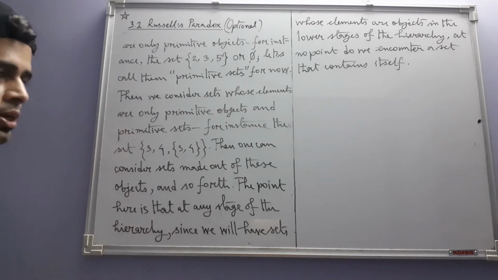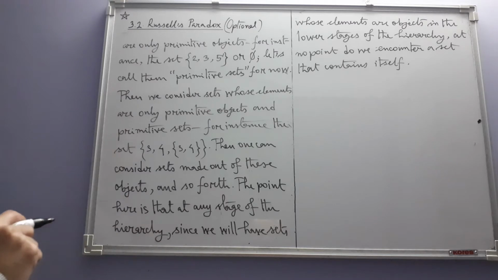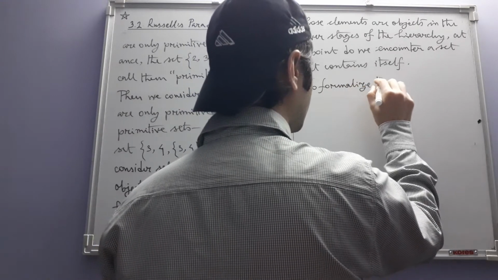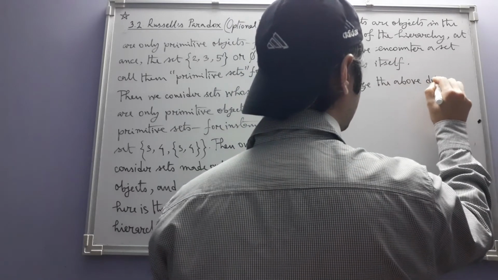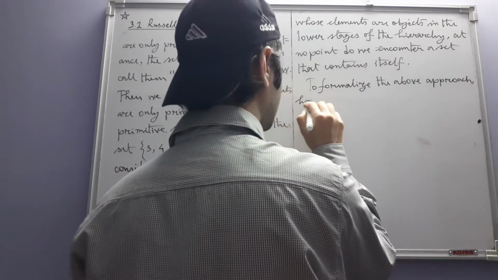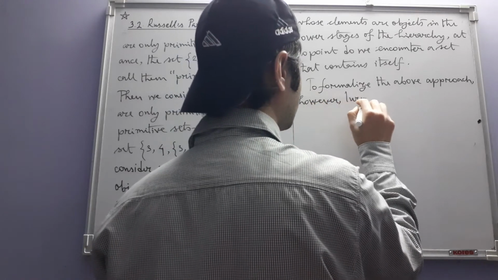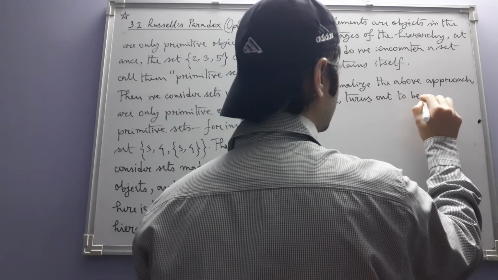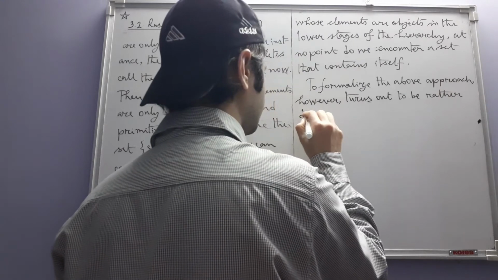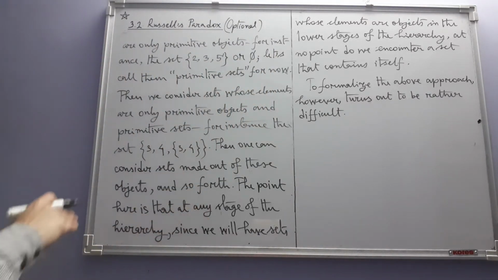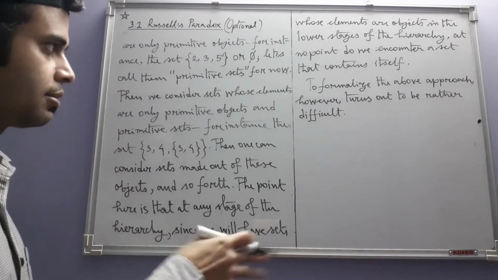However, this is a rather complicated process, and to formalize this approach mathematically or logically turns out to be very difficult, because you have to precisely say what the stages of the hierarchy are, then you have to define each rank of the hierarchy precisely, and it's an involved process.